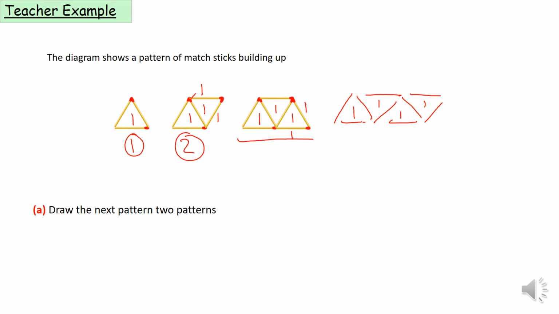The next pattern, again I will draw the same as the previous one, which this time is the one that I've just done. So let's draw that out again. And this time, because this is the 5th pattern, I will need to have 5 triangles. At the moment I have 4. 1, 2, 3, 4. So I will need to add another 2 sticks to make 5 triangles.